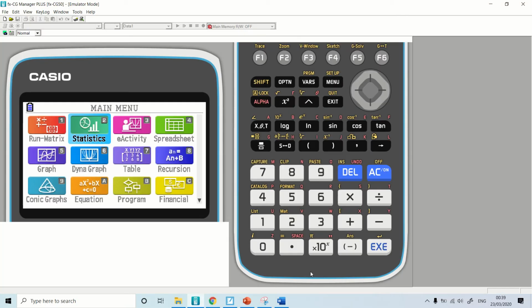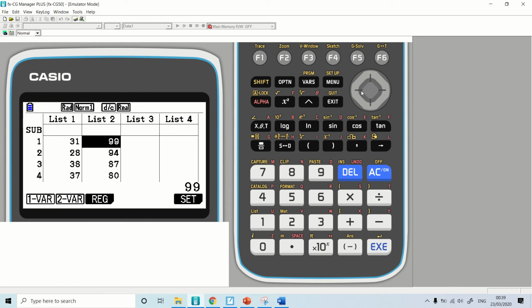So we need to go on statistics mode by going to the menu and pressing 2. And then in list 1, we need to put in our X data, which is the wind gust data. And in list 2, we're going to put our relative humidity data. And what we want to do is a regression, which basically means we want to put a line of best fit through this data.